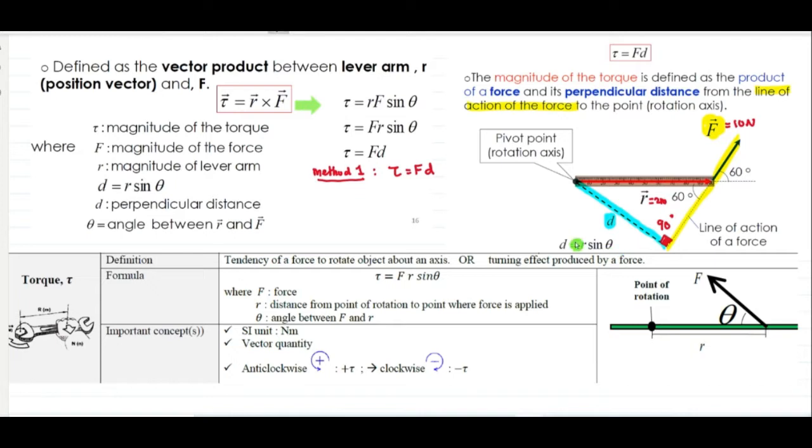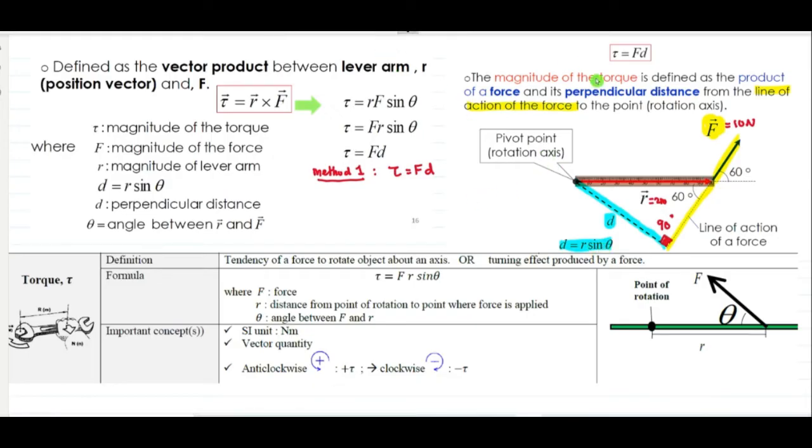Sebenarnya boleh lah. Di mana D is equal to R sin theta. Kalau kita perhatikan pada triangle ini, nak cari nilai D, kita gunakan sin 60 degree. Sin is opposite over hypotenuse. So D is equal to R sin theta.